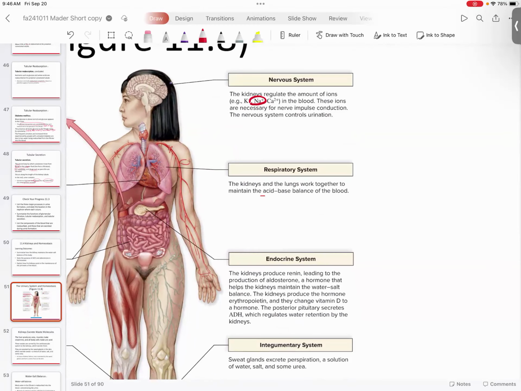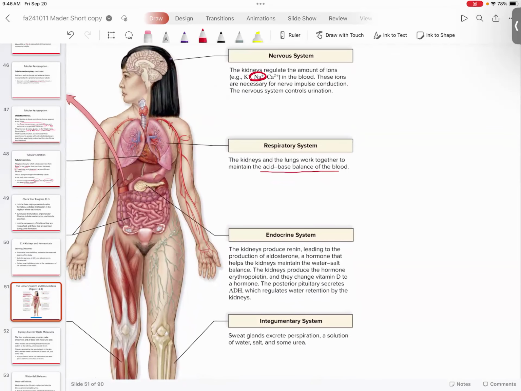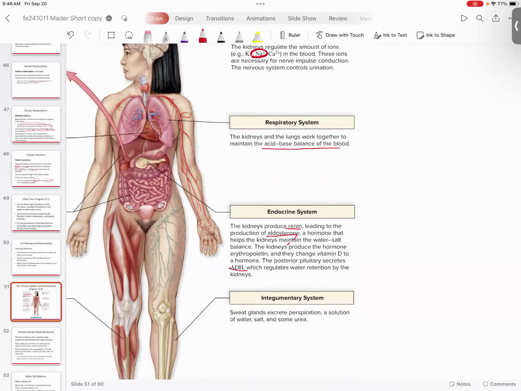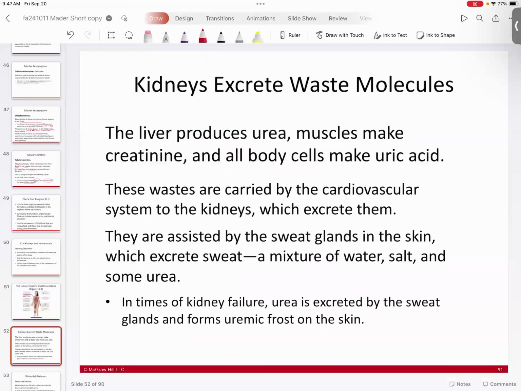For the respiratory system, this is all working together with the urinary system for acid-base balance. The endocrine system, well, the hormones of the urinary system are actually endocrine system related. So the renin, the aldosterone, which comes from the adrenal glands, which are part of the endocrine system. There's ADH and other types of hormones that it works with as well. In the integumentary system, for instance, vitamin D, which basically leads to calcitriol, but you also have water balance, salt excretion, and some urea in your sweat glands. So they all work together.